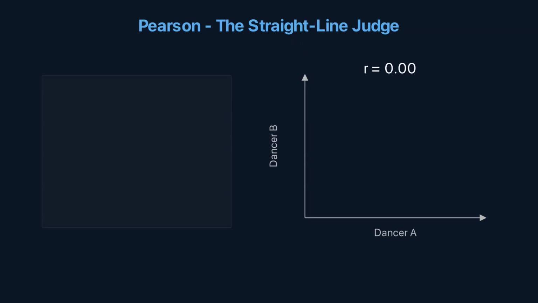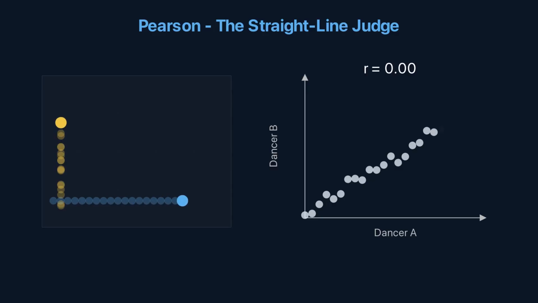Pearson only sees straight lines. Watch these two dancers move in perfect lockstep along a diagonal. Every step one takes to the right, the other takes proportionally upward. Pearson gives a near-perfect score, r equals 0.95.